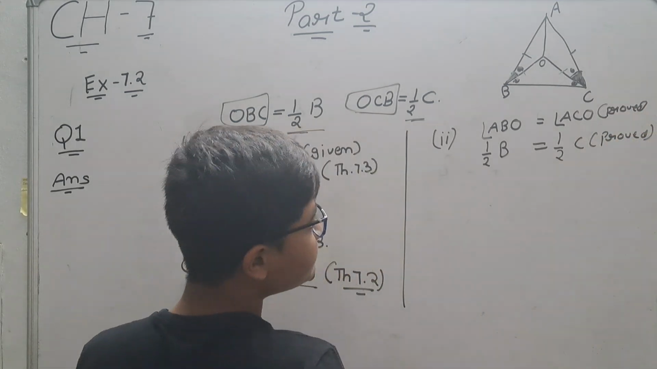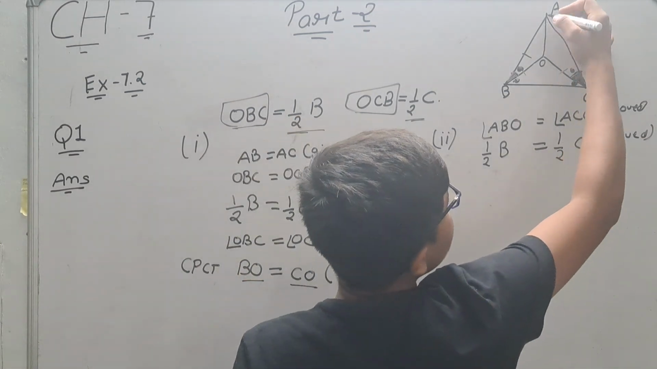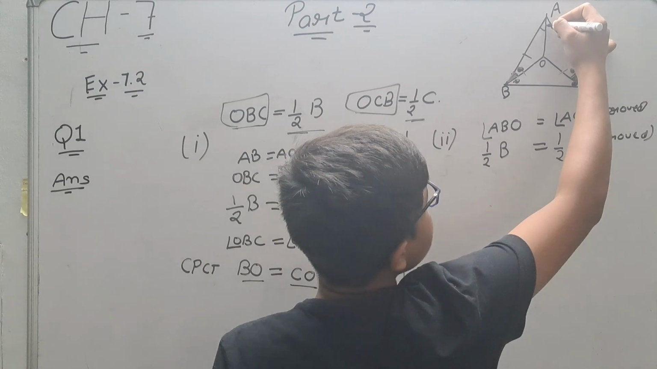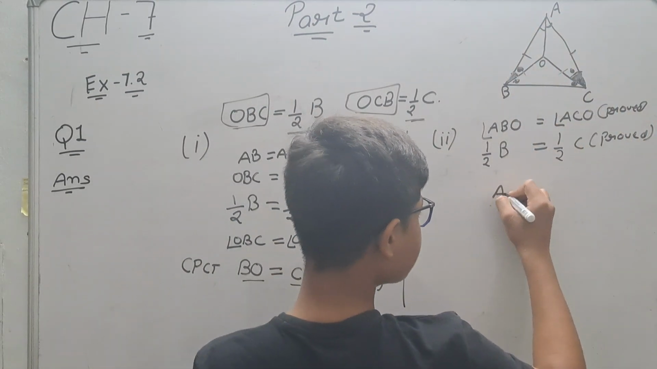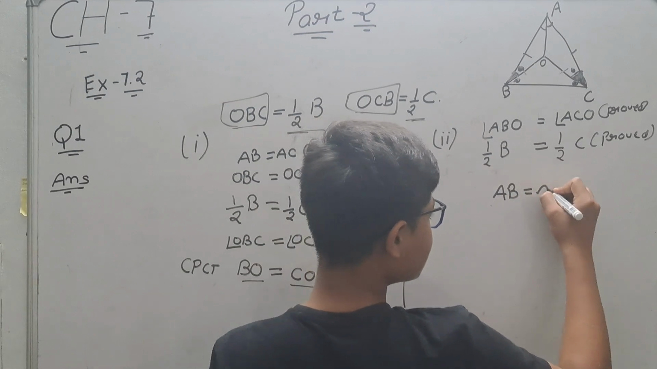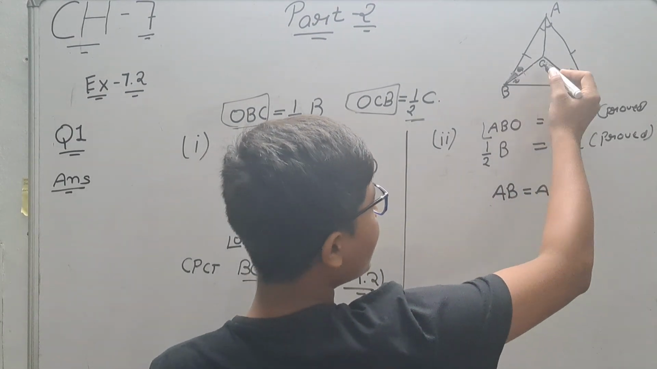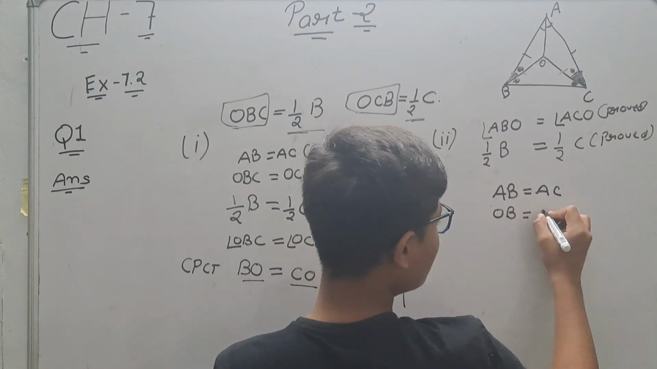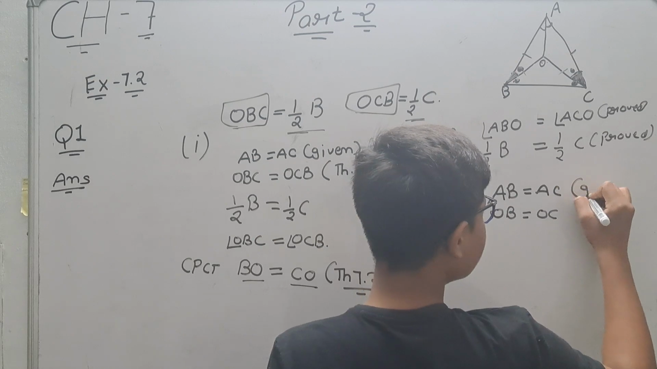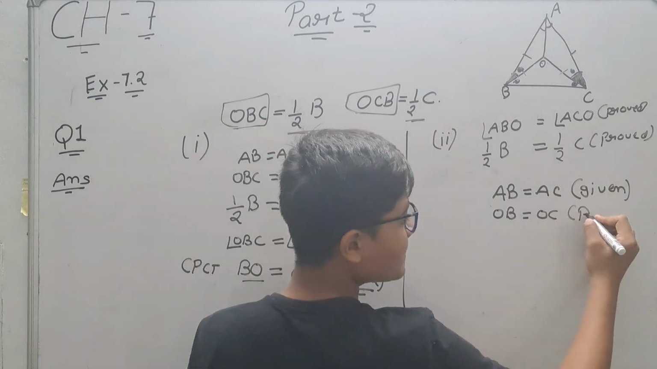Now let's solve it. We have to prove that this angle is equal to this angle. So how will we prove? First of all, AB is equal to AC. We have proved that OB is equal to OC. This is given, and so this is proved.